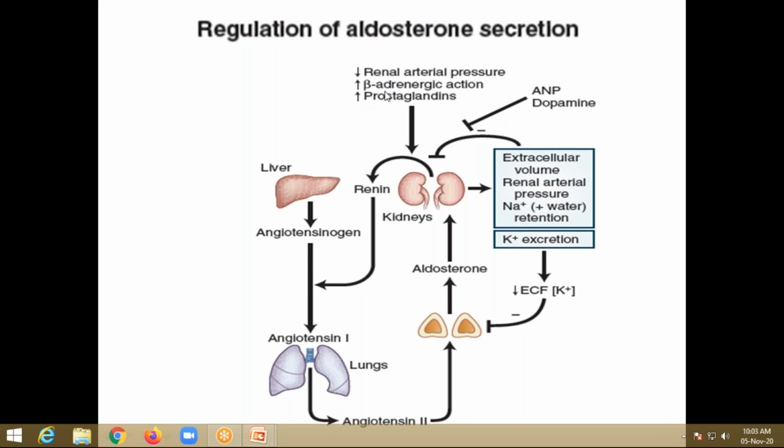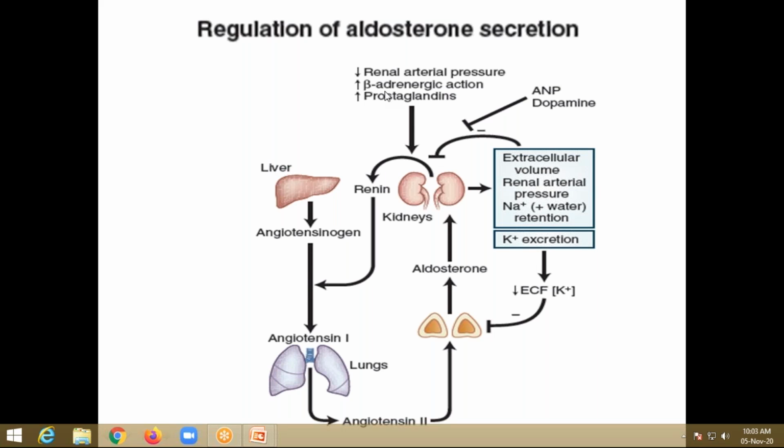So whenever there is a fall in blood pressure, leading to decreased renal arterial pressure, the kidney secretes renin. The renin converts the angiotensinogen, produced from the liver, into angiotensin 1. The angiotensin 1 is converted in the lungs to angiotensin 2, which acts on the adrenals and produces aldosterone.